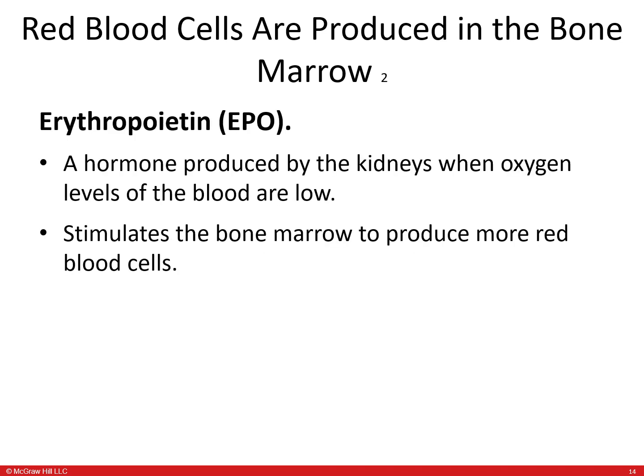Erythropoietin is a hormone that is produced by the kidneys when the oxygen levels of the blood are low. The purpose of this protein is to stimulate the bone marrow to produce more red blood cells.